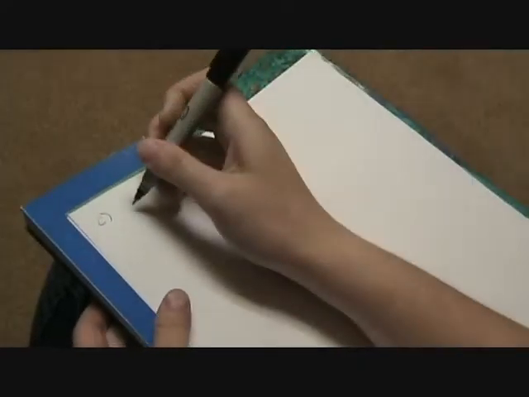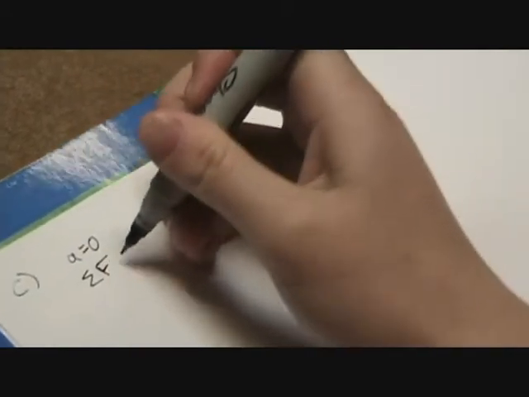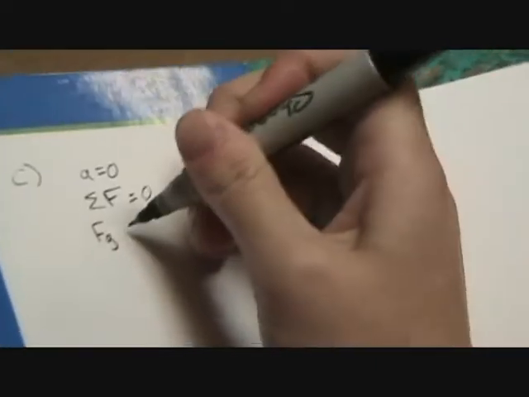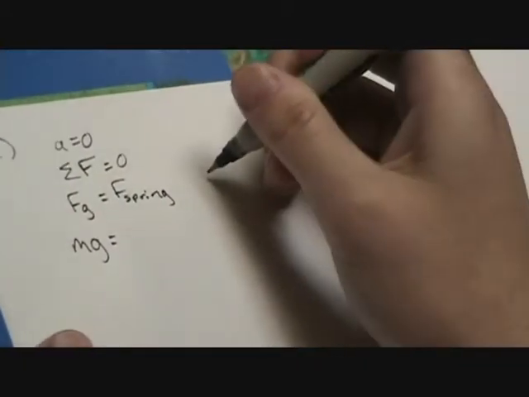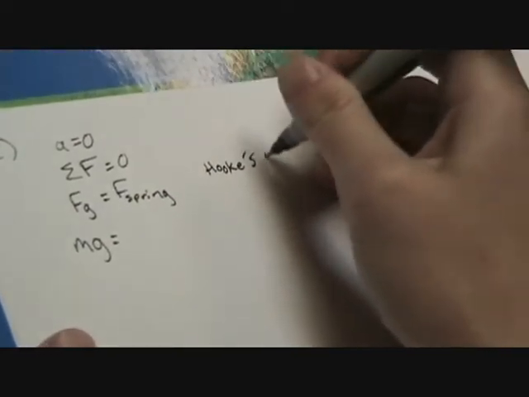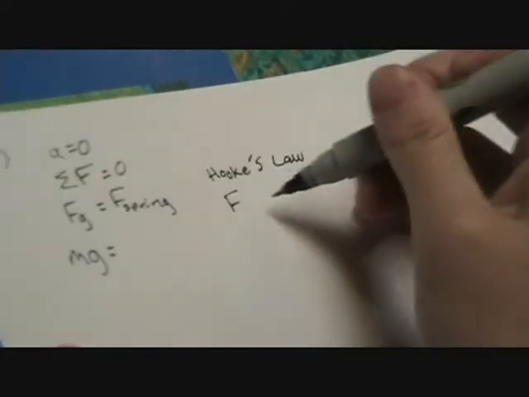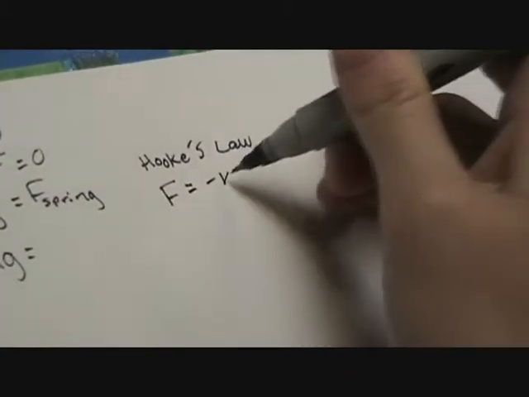Okay, now for part C. The question is, determine the distance that the spring is compressed at the instant the speed of the block is maximum. So the maximum velocity occurs when acceleration equals 0, and at that time the sum of the forces equals 0. So knowing that, we will set the force of gravity equal to the force of the spring. And we know that mg is the force of gravity, and Hooke's law shows that F equals negative kx. That's for springs.